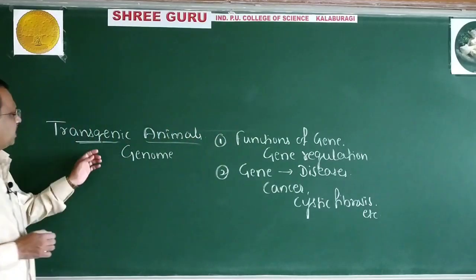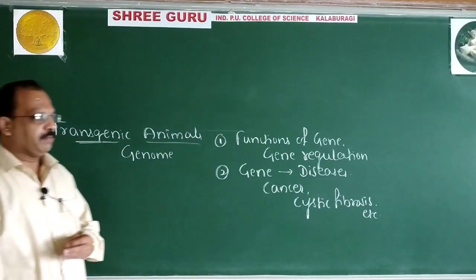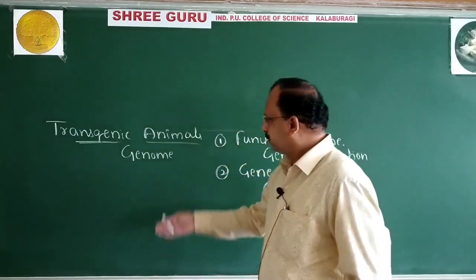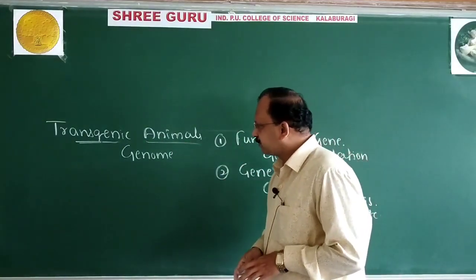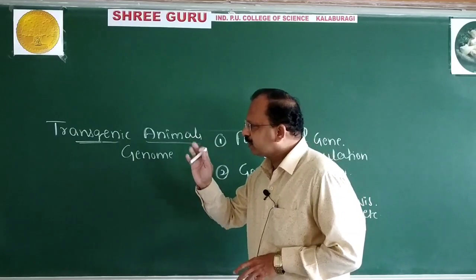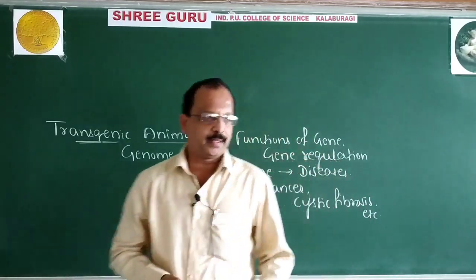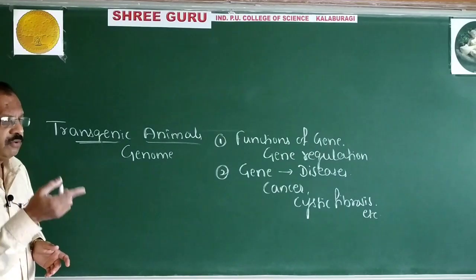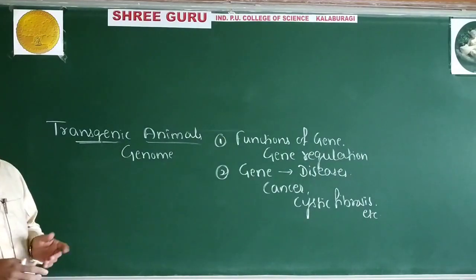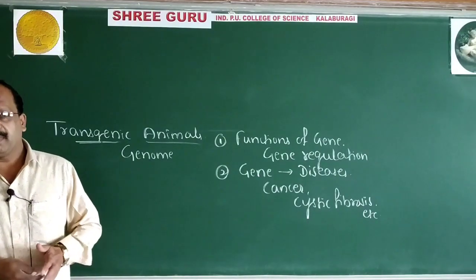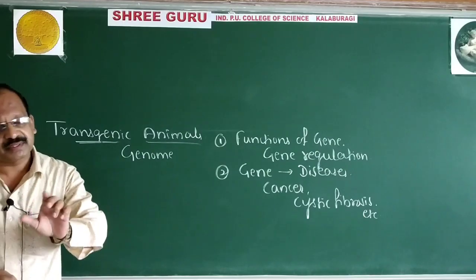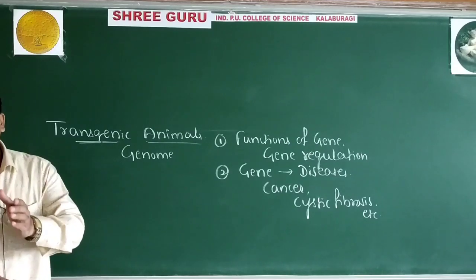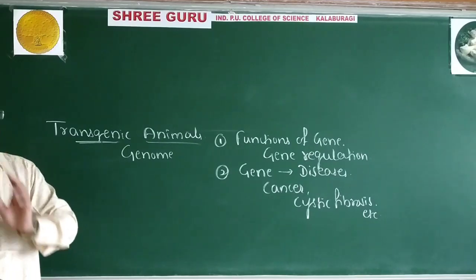Look over, dear students, transgenic animal. When you go through the previous papers, a question has appeared from this matter also. Look over the name carefully, you will get an idea. An animal with a transgene is called a transgenic animal. That's a simple definition. No doubt it will carry marks.